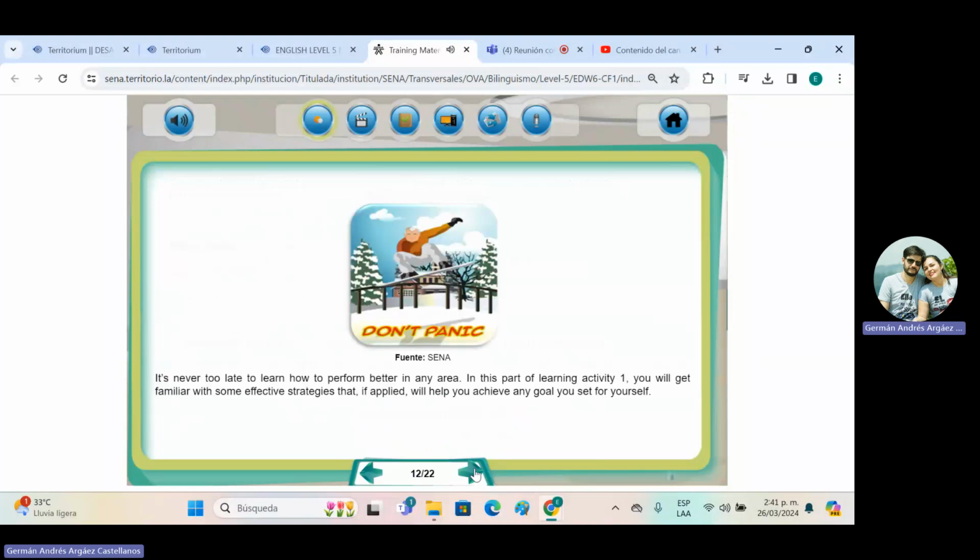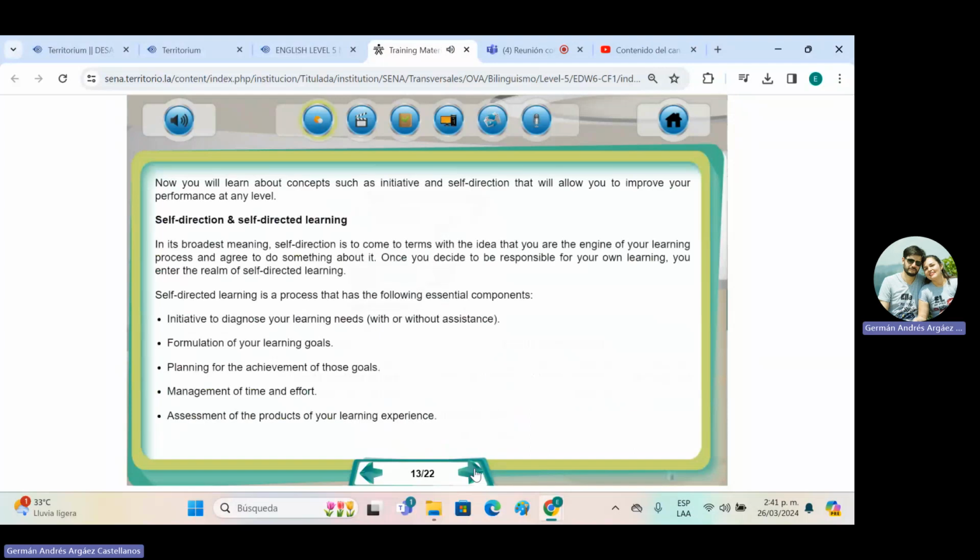Don't panic. It's never too late to learn how to perform better in any area. In this part of Learning Activity 1, you will get familiar with some effective strategies that, if applied, will help you achieve any goal you set for yourself. Now you will learn about concepts such as initiative and self-direction that will allow you to improve your performance at any level.